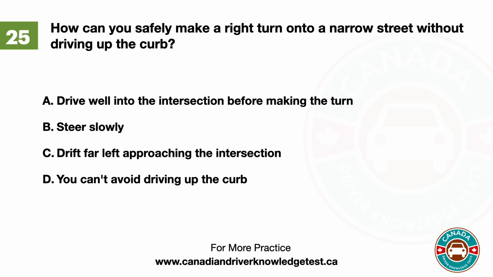Question 25. How can you safely make a right turn onto a narrow street without driving up the curb? A. Drive well into the intersection before making the turn. B. Steer slowly. C. Drift far left approaching the intersection. D. You can't avoid driving up the curb. The answer is A. Drive well into the intersection before making the turn.